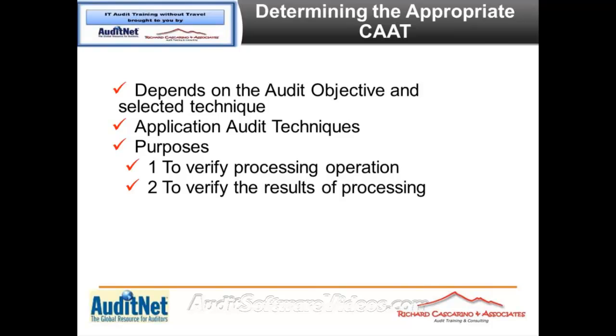But I still need to decide what is it that I want to know. Am I trying to verify the processing? Or am I trying to verify the results of the processing? Do I want to be sure that when a transaction goes through a computer system, the computer system is working correctly, because I can do that using my CATs? Or do I want to prove that everything that went in came out and came out correctly, because I can do that with CATs? Or everything that came out came from a valid input, because I can do that with CATs? So I need to know what it is that I want to know in order to get it right.